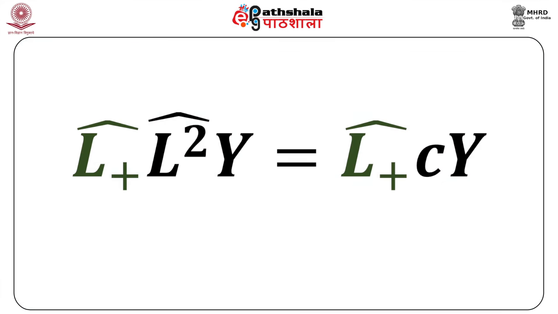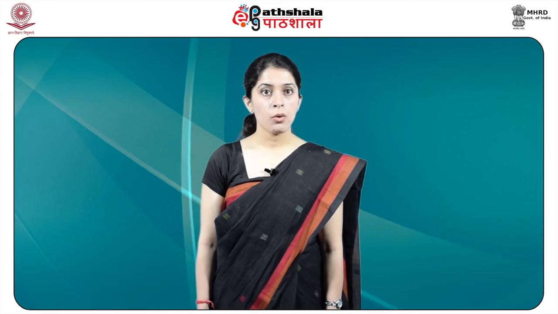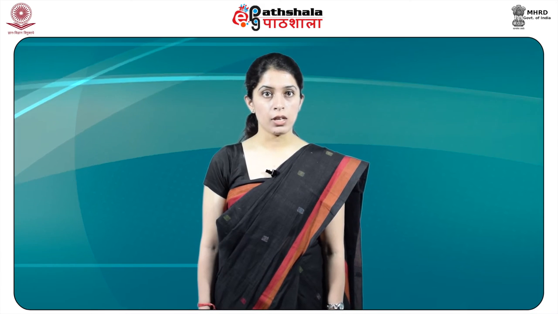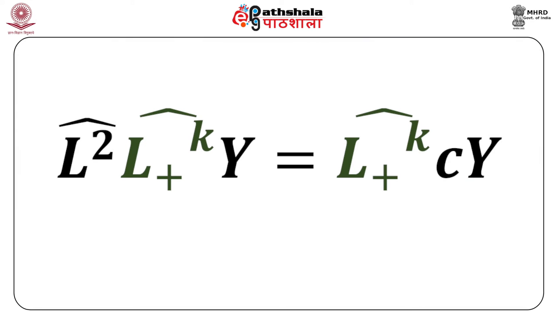Now, operating on the eigenvalue equation of total angular momentum with the raising operator L plus gives us the expression L plus L² ψ equals L plus c ψ. We have already derived one commutation relation between L² and L plus, where we found that the commutator of L plus and L² is equal to 0. Using this result, we can rewrite the equation as L² L plus ψ equals L plus c ψ. Repeated application of the raising operator gives the result L² (L plus)^k ψ equals (L plus)^k c ψ.